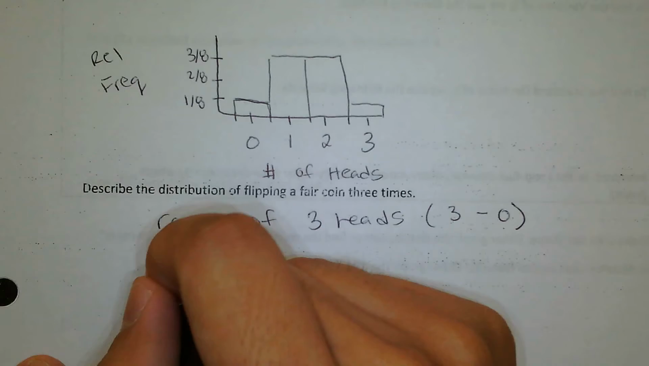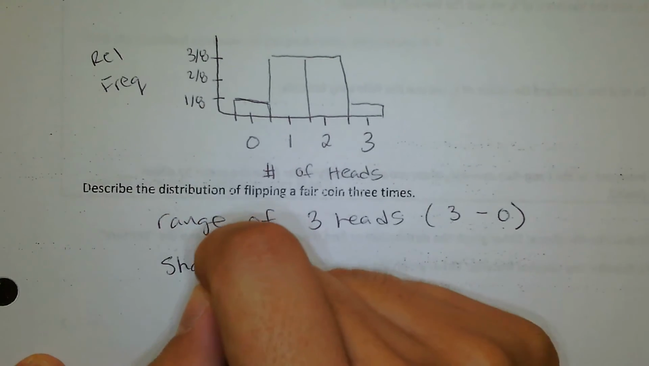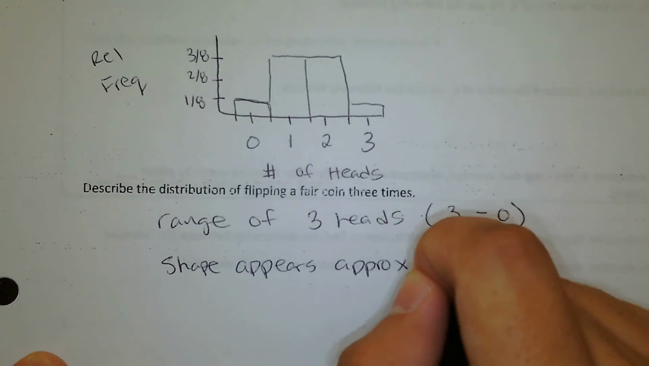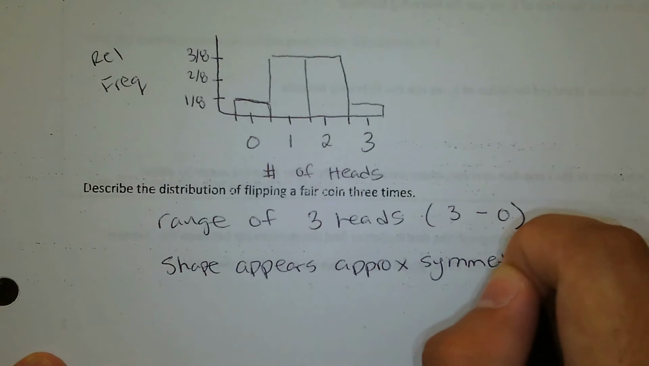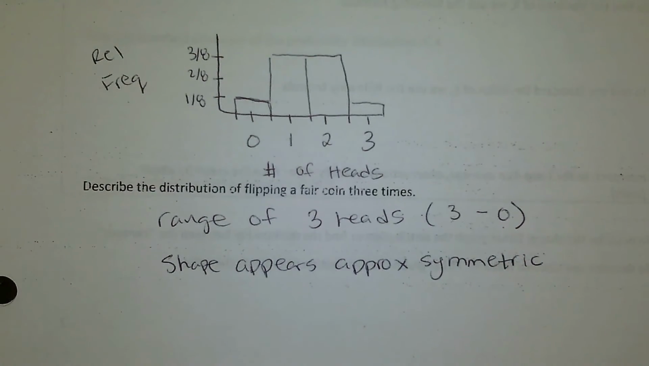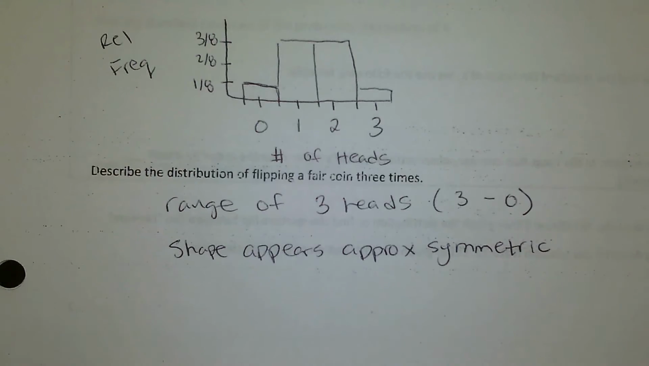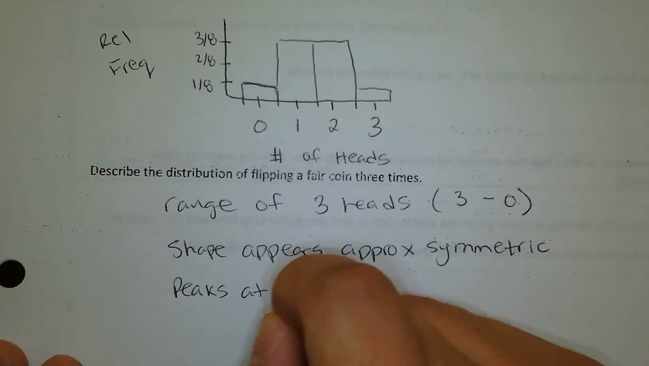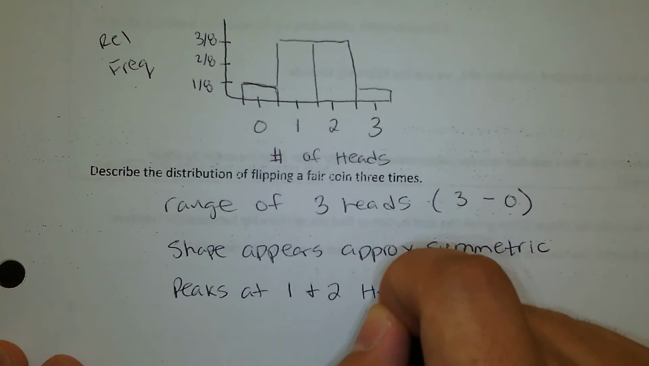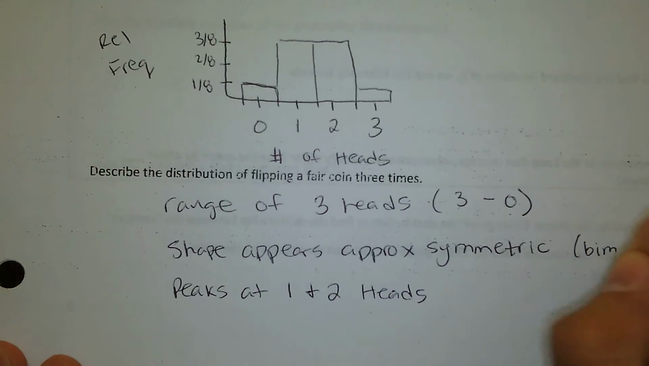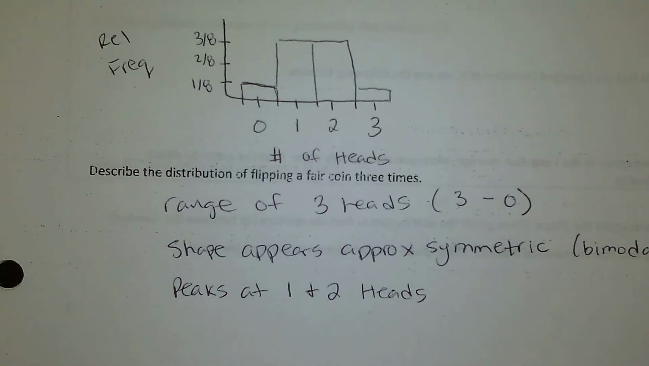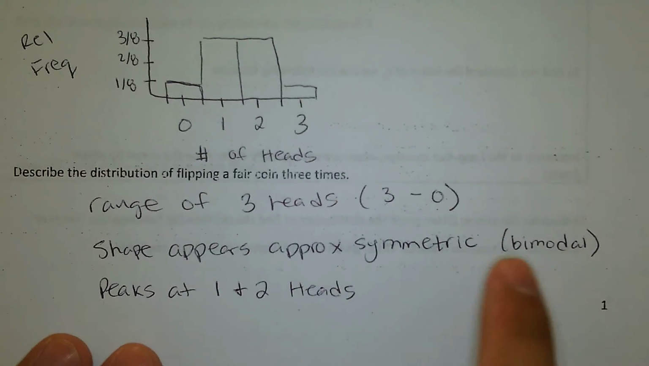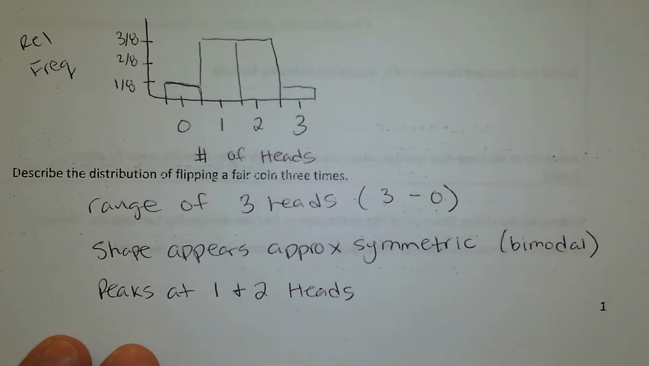Looking at the shape of my data, the shape appears approximately symmetric, or what we could call bimodal here, since there's 2 peaks, and that'll actually lead us into our next unusual feature. So we have peaks at 1 and 2 heads. Okay, and then I'll even put bimodal here in parentheses, because I know my students will chastise me if I don't, and then they'll ask me all of these questions, etc. We're covered because we said approximately symmetric, but yes, specifically this is a bimodal distribution.